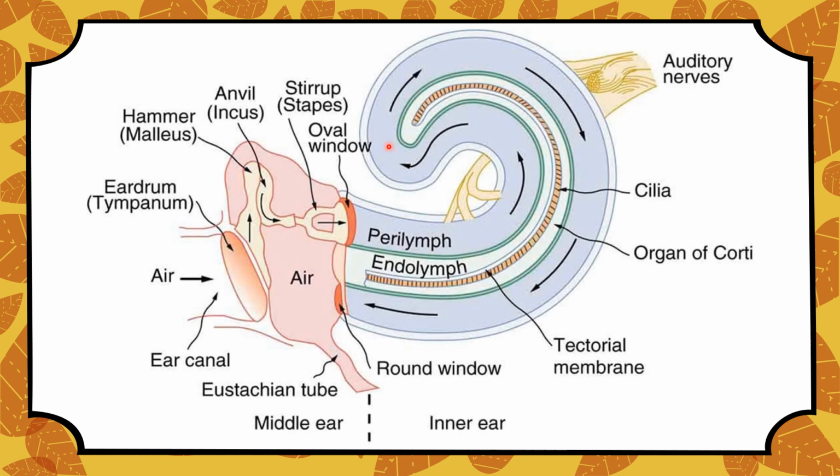Endolymph is the fluid which is present in the scala media or the membranous cochlea. The endolymph is secreted by the stria vascularis. The composition of the endolymph is similar to the intracellular fluid, that is, it has rich potassium and low sodium concentration. Perilymph is the fluid filled in the scala tympani and the scala vestibuli. It is similar to the extracellular fluid, and it has more sodium and lesser potassium.